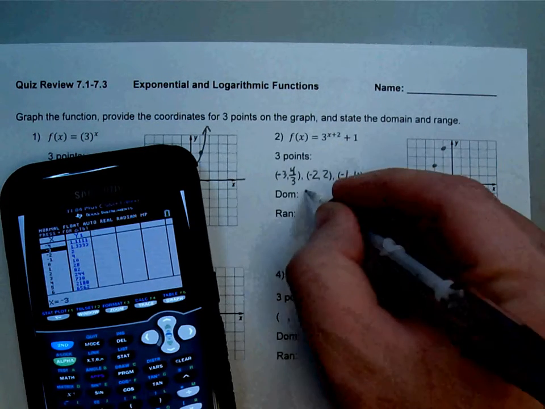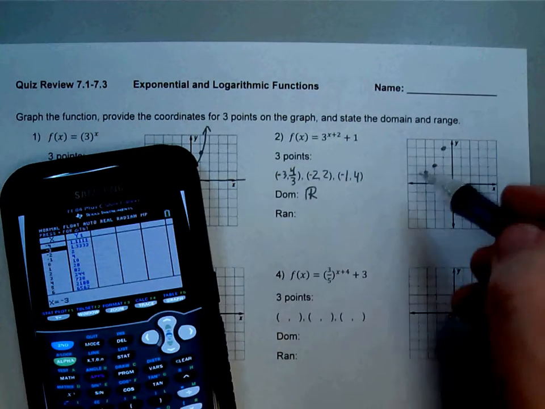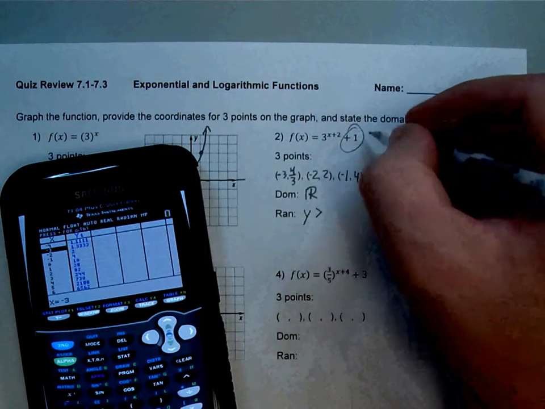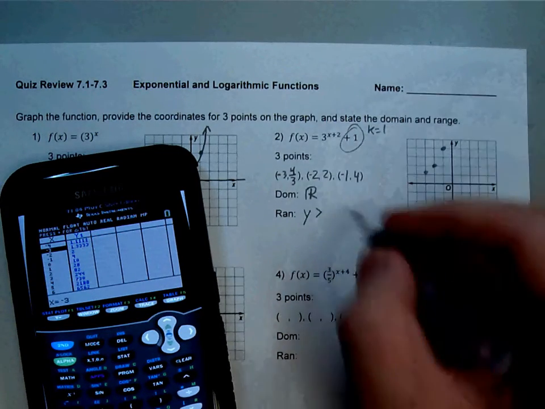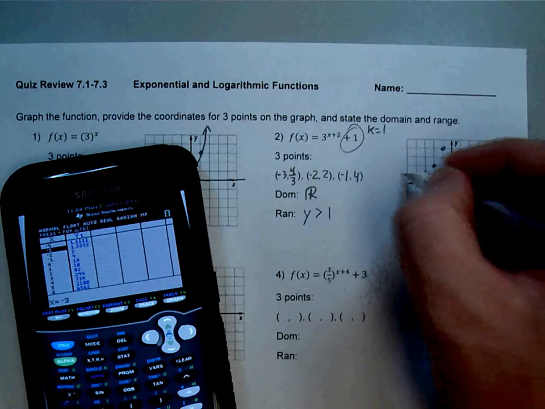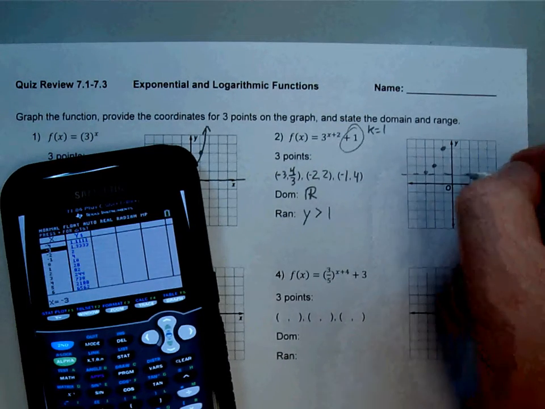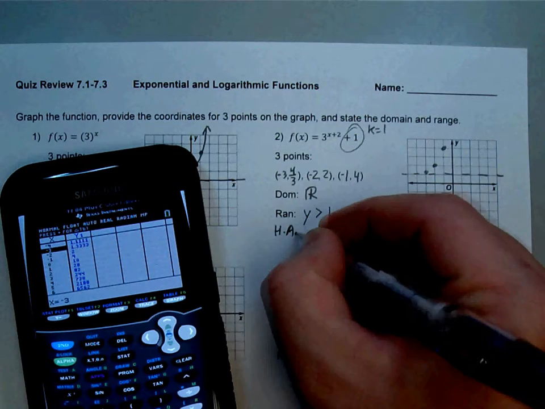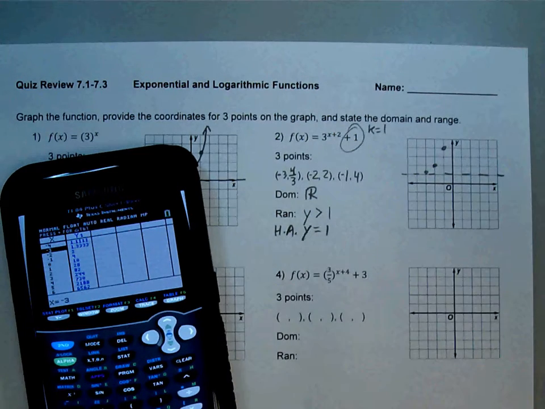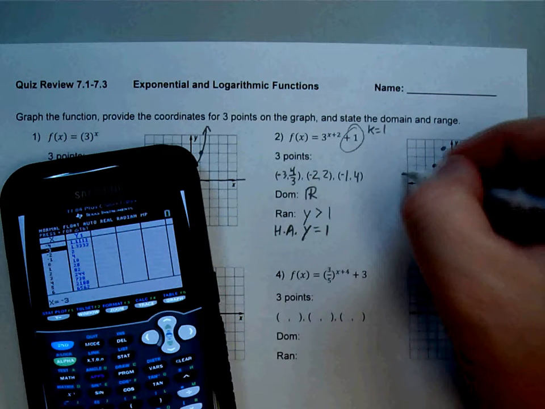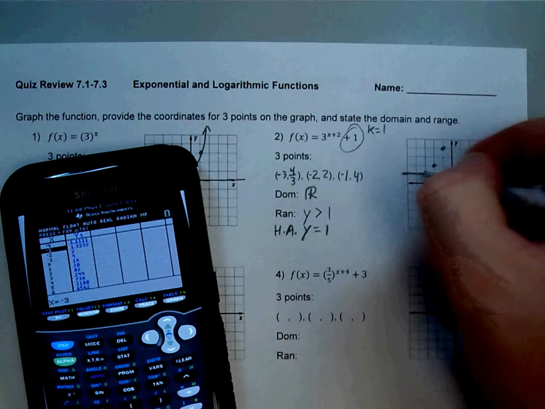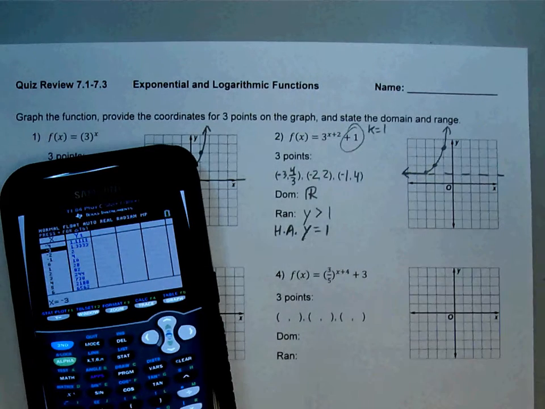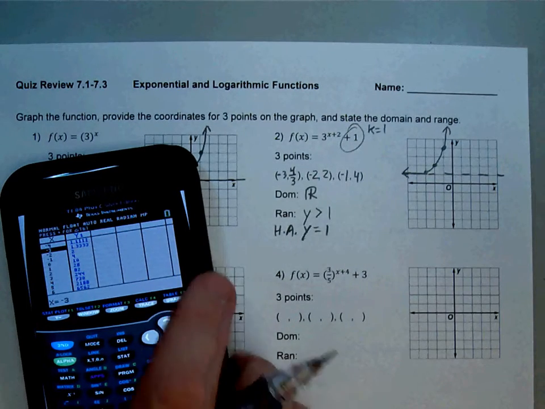Now, my domain is all real numbers again. My range is going up. This time it's not y is greater than 0 because I have a k value. My k value is a +1. So it's y is greater than 1. Here at 1, I can put a dashed line because I have a horizontal asymptote at y equals 1. So connect the points. Make sure you don't cross the asymptote. And there's my graph.